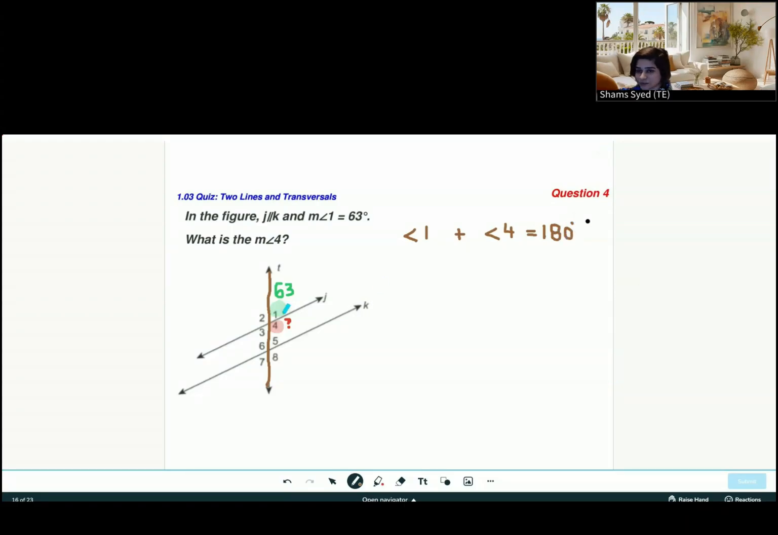So if I know that my angle 1 is 63, how much should my angle 4 be? How much should angle 4 be, so that the two will add up to 180?